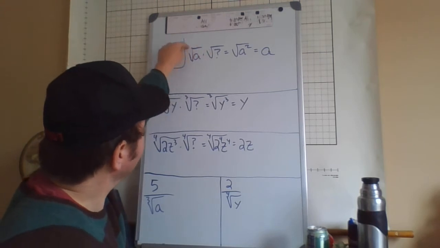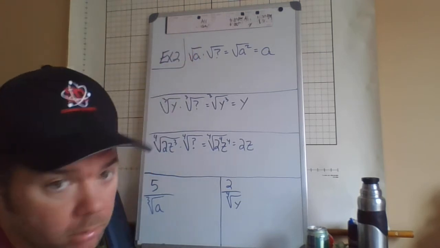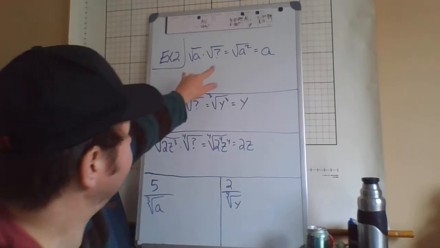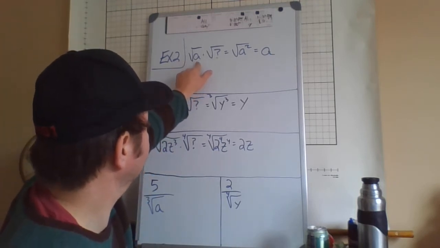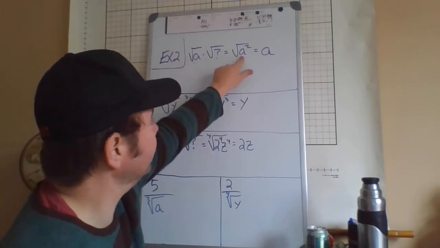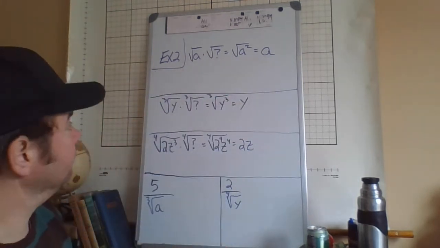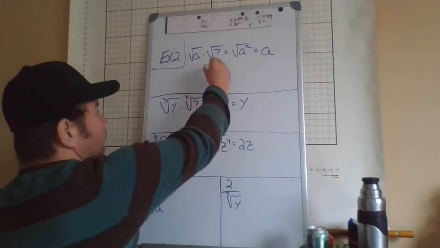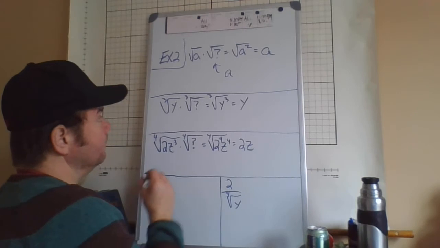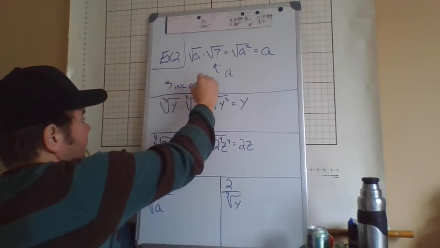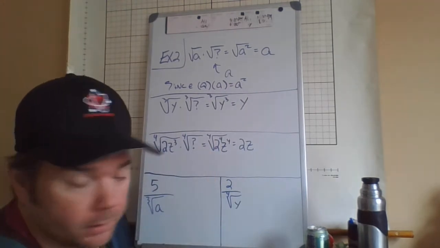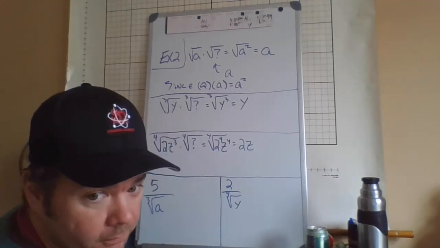Since those are the same index, they're both square roots, I can combine these by multiplying this radicand by this radicand. So the question is, what times a equals a squared? Well, a times a equals a squared. So what goes in for that question mark is a, since a times a equals a squared. Makes sense?